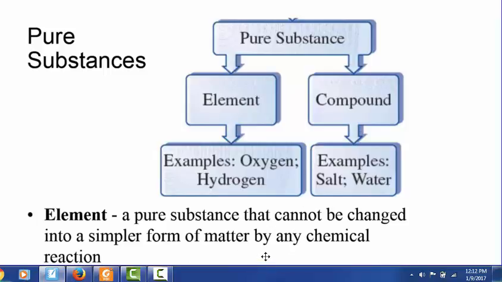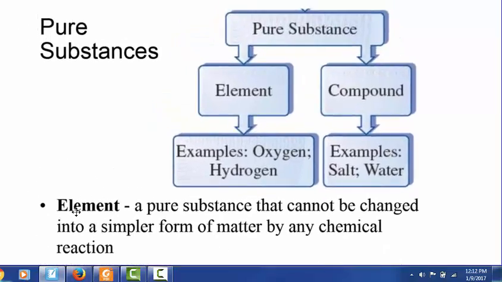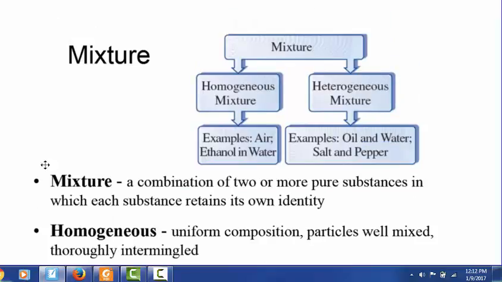So elements cannot be changed into any simpler forms by a chemical reaction, while compounds can be broken down into their elements with a chemical reaction, but not a physical reaction. So looking back at those mixtures, mixtures are physically mixed together, but each individual substance, whether it's an element or compound, is going to retain its own identity. They're just physically mixed together.